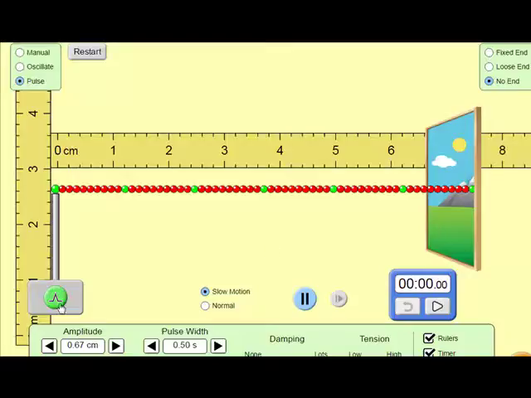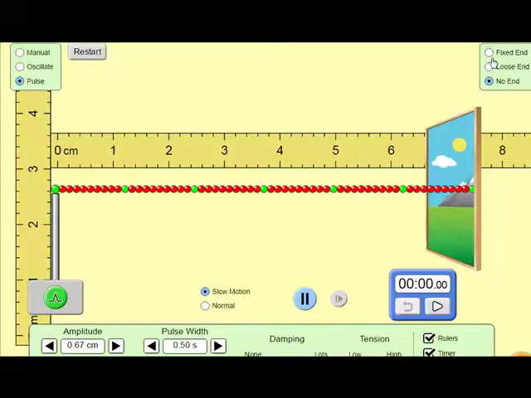Let me give another example of that. If we put a collection of pulses together, then we have a wave. But it's easier to see this if we just look at a single pulse. Okay. But what if it doesn't go on forever? We have some type of different end.